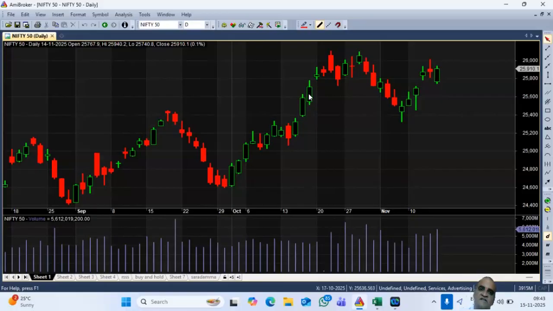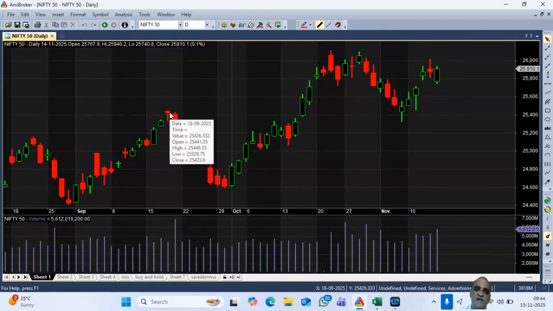This, between close and open price, is called the body of the candle. When close is more than open, it is green. When close is less than open, it is red. And this is called the upper shadow, the difference between high and close or open. And this is called the lower shadow, the difference between low and close or open.